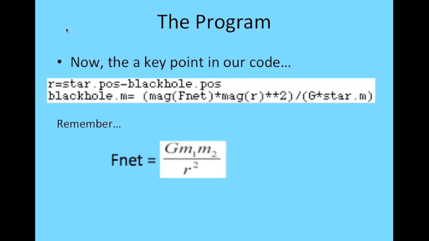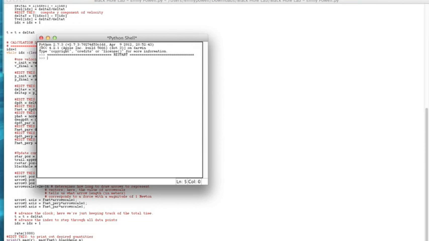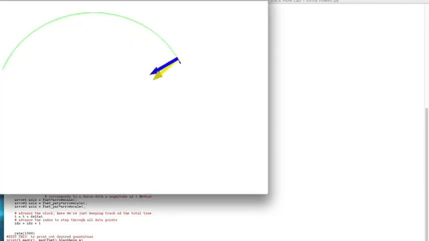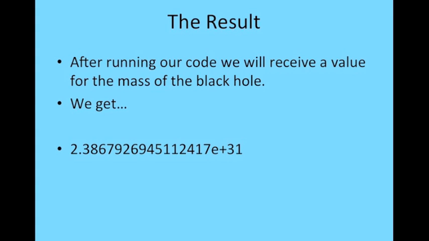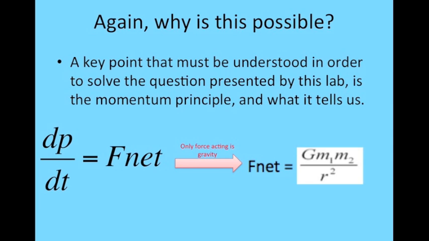Now it is time to run our code. As we can see, we run the code and the designated arrows represent the forces acting upon the object, the star in this case. We get the result as expected. To reiterate, this is all possible because of what we know about the momentum principle, or Newton's second law. We know that we can relate change in momentum to the net forces acting on the object. With this, we are able to find Fnet. And because there's only one force acting on the object, we're able to set Fnet equal to our G m1 m2 over r squared.